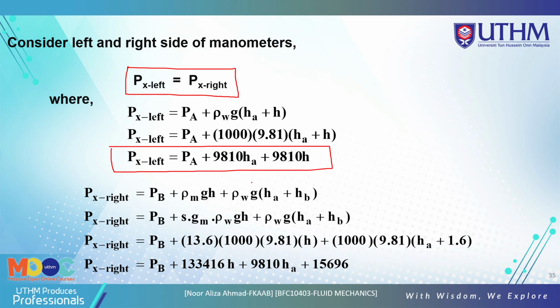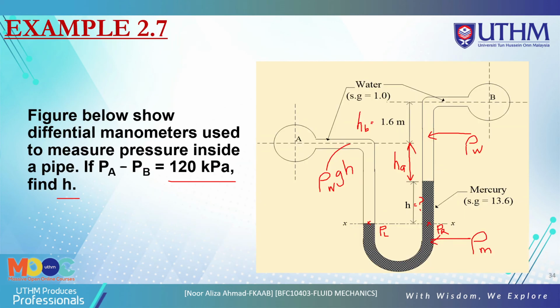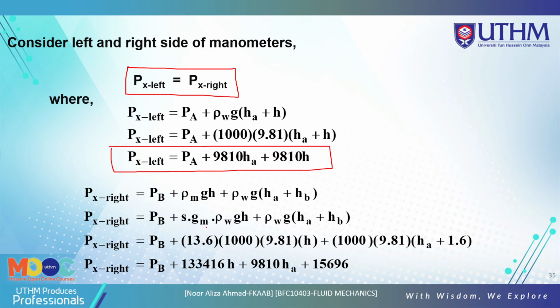Now you look at the pressure at right. This includes the pressure at B, the pressure of this water, and the pressure of this mercury. So you get the pressure at B plus the pressure of mercury times g times H, plus the pressure of water with HA plus HB. Put all the values until you get the pressure at right as this equation.